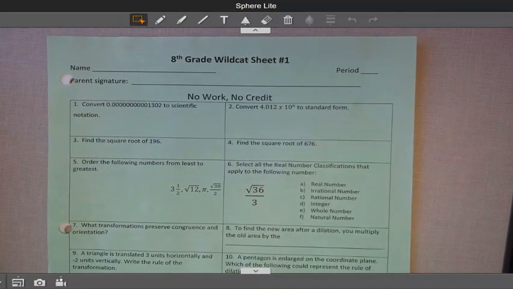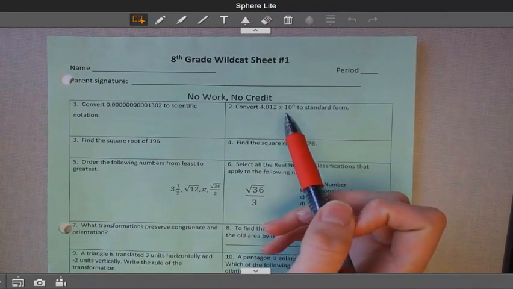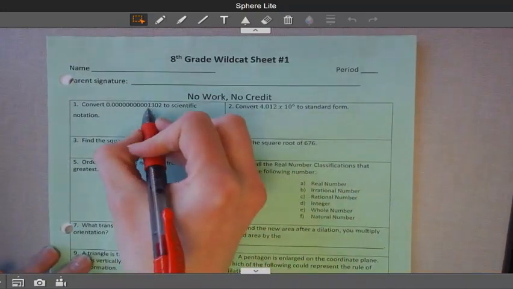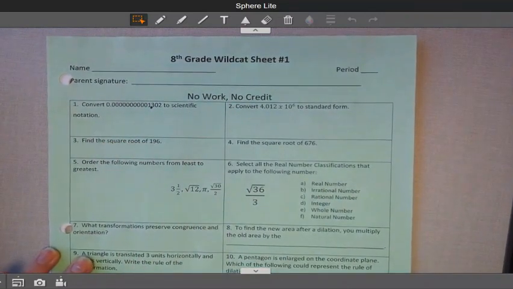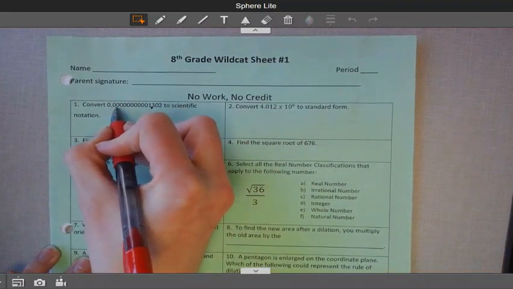So going over Wildcat sheet 1. Number 1 says convert this number to scientific notation. Well, scientific notation looks like how we've got it set up in number 2. I need to have one number in front of the decimal place. So one real number, that would be the 1. So my decimal is going to be in between the 1 and the 3.